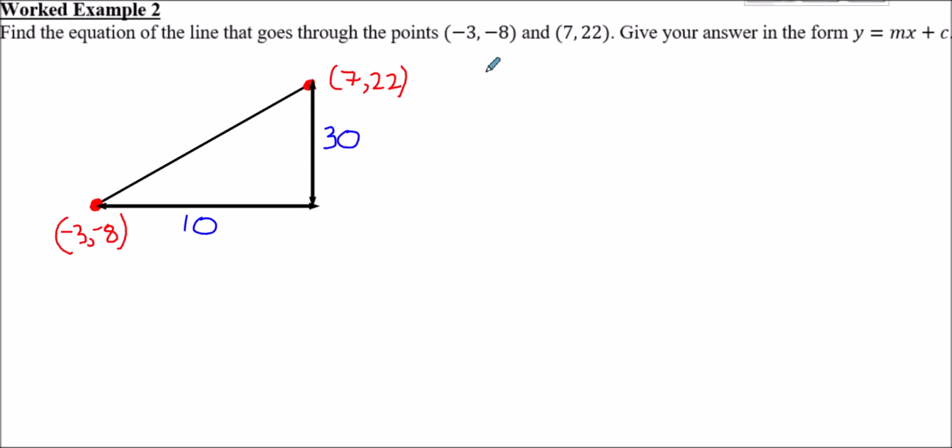Anyway, enough rambling. Let's work out the gradient. So for this line, the gradient m is the change in y, which is 30, divided by the change in x, which is 10. 30 divided by 10, last time I checked, was 3.